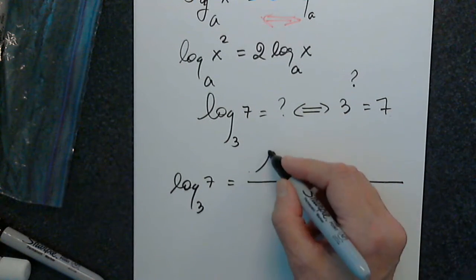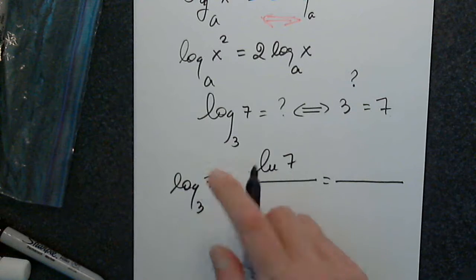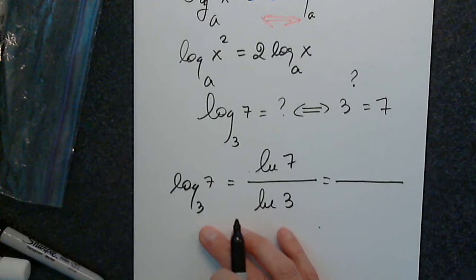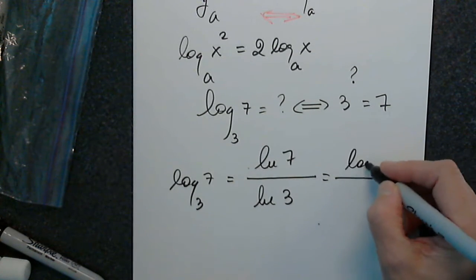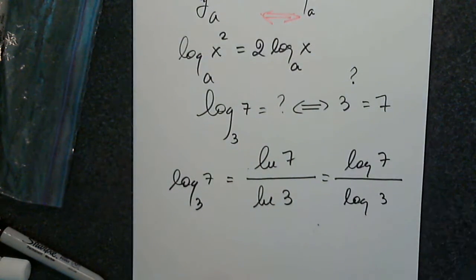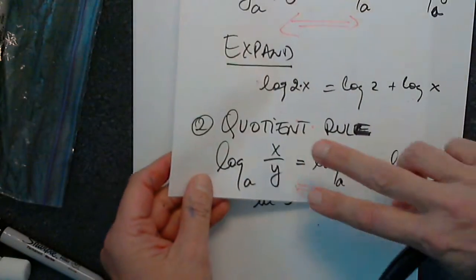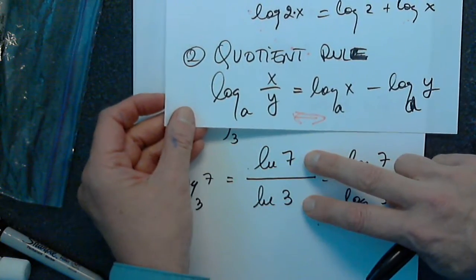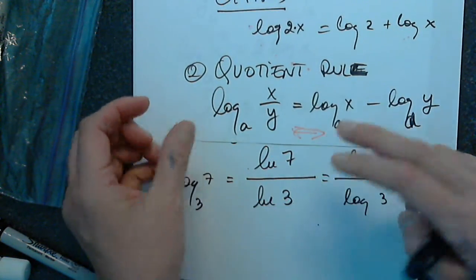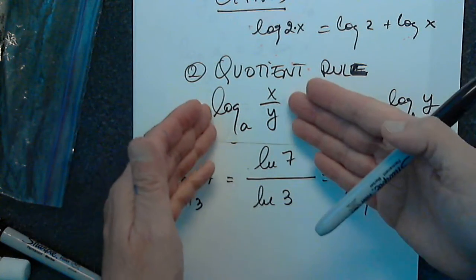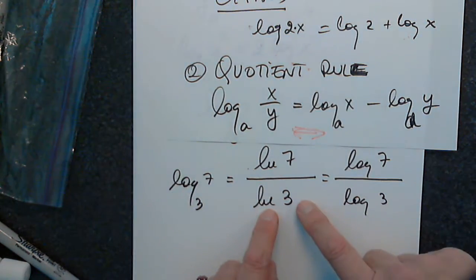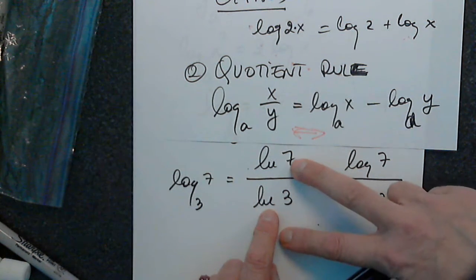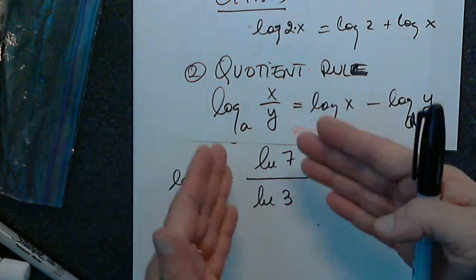If you use natural log, you have natural log of the number over the natural log of the previous base. The same thing if you're using log: log 7 over log 3. Please understand that this is not the same as this. Some of my students sometimes confuse these two. This one is log applied to a ratio. This one is a ratio of two logs. So these two have nothing in common.